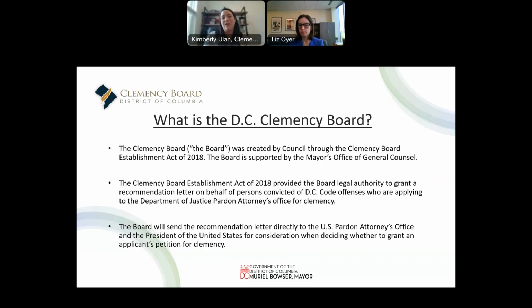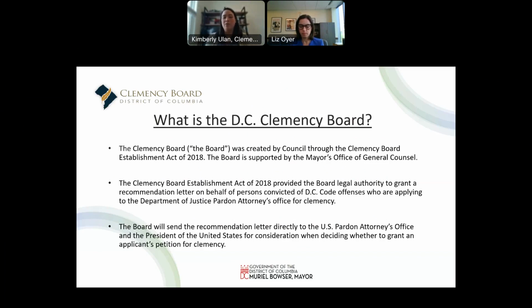Because DC does not have statehood and does not have this power, the council did create the Clemency Board, which I am staff director to. It's supported by the Mayor's Office of General Counsel. It was established in 2018 with the legal authority to grant a recommendation letter on behalf of a person who is convicted of DC code offenses. This is something that would supplement your application to the Pardon Attorney's Office for clemency.